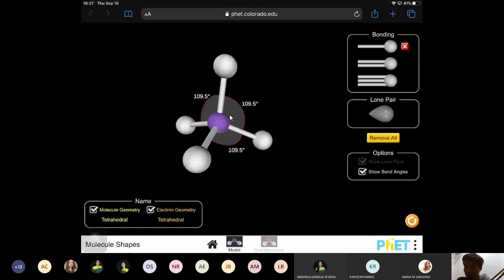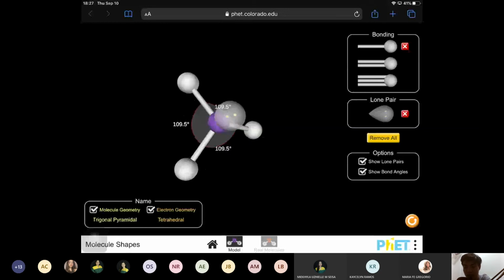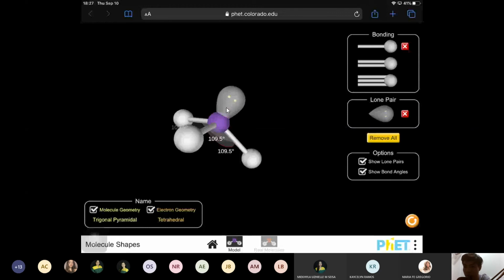So, palitan ko yung isa dyan ng lone pair. So, ano na siya? Hindi na siya AX4. Ano na siya? AX3E. A, X1, X2, X3. Ito, tawag ko dyan sa lone pair E. Pag AX3E, ang aking shape, ang kanyang geometry ay trigonal pyramidal.